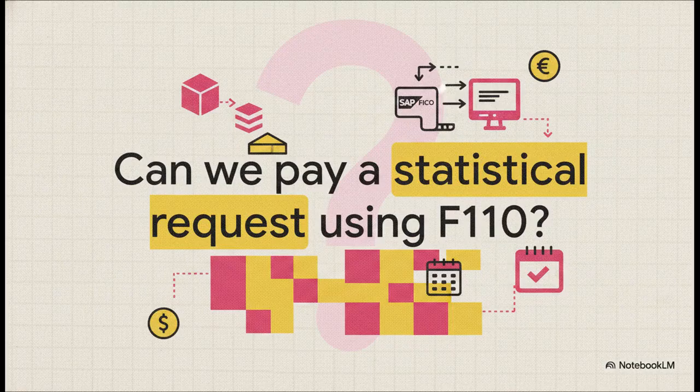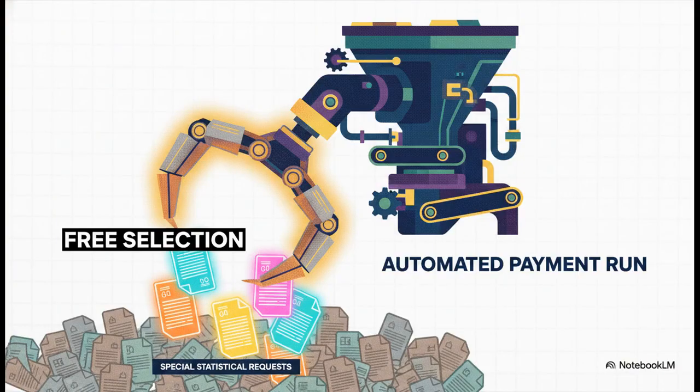Now, if you're sitting in an interview for a SAP FICO role anytime soon, you are almost guaranteed to get this classic gotcha question. Can you actually pay a down payment request, which we just established is a purely statistical informational item, using the automatic payment program F110? And the expert answer is yes, absolutely you can.